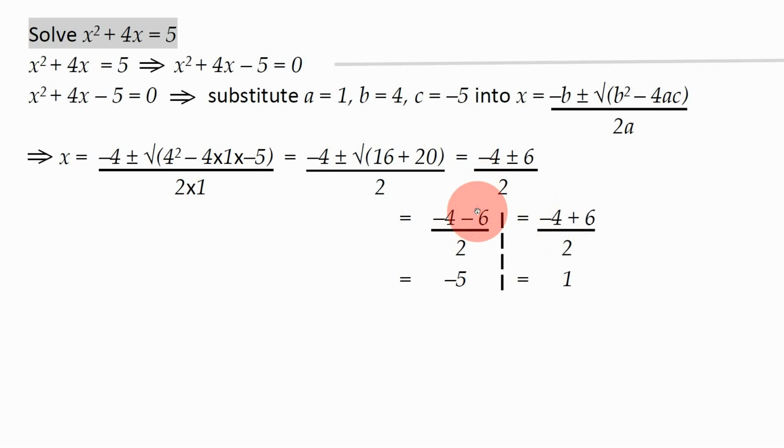So minus 4 minus 6 is minus 10. Minus 10 divided by 2 is minus 5. So that's one answer to what x is. Minus 4 plus 6 is 2. 2 divided by 2 is 1. So that's the other solution to what x is. So x equals minus 5 and 1.